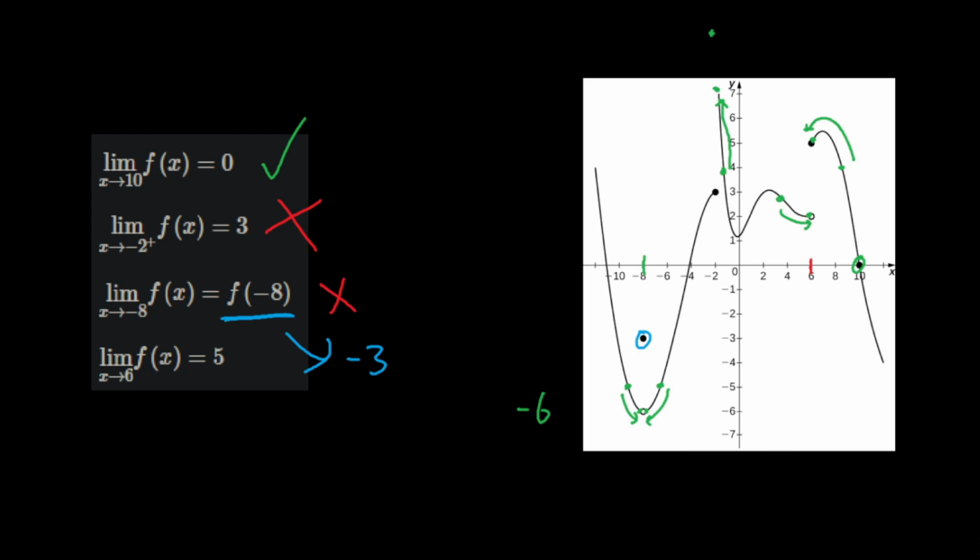Both of the values for this two-sided limit are different. The right-sided limit has a y value of 5, but the left-sided limit, or the negative limit, has a value of 2. Since these one-sided limits do not equal each other, the limit does not exist, so it can't equal 5.